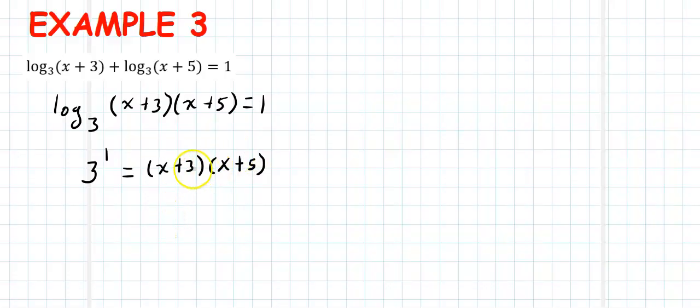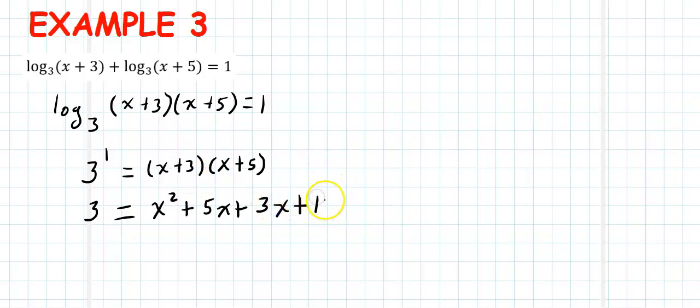So we need to use the distributive property. 3 to the 1 power is 3, equals x times x, x to the second power, plus x times 5, 5x, plus 3 times x is 3x, plus 3 times 5 is 15. So we are going to add the like terms. So x to the second power plus 8x plus 15. And now we are going to set the equation equal to 0.